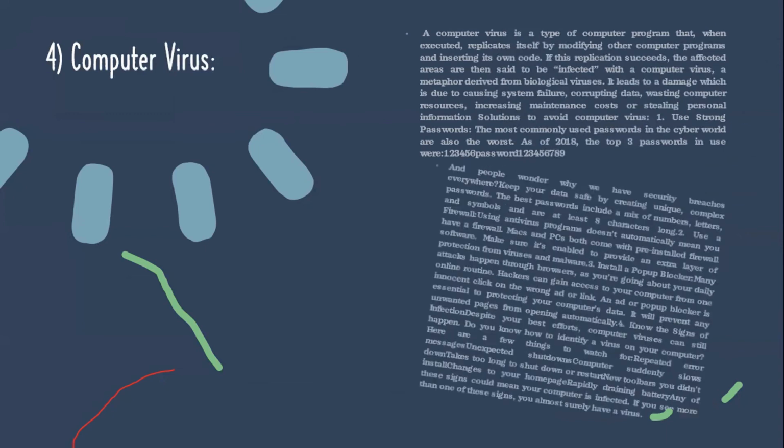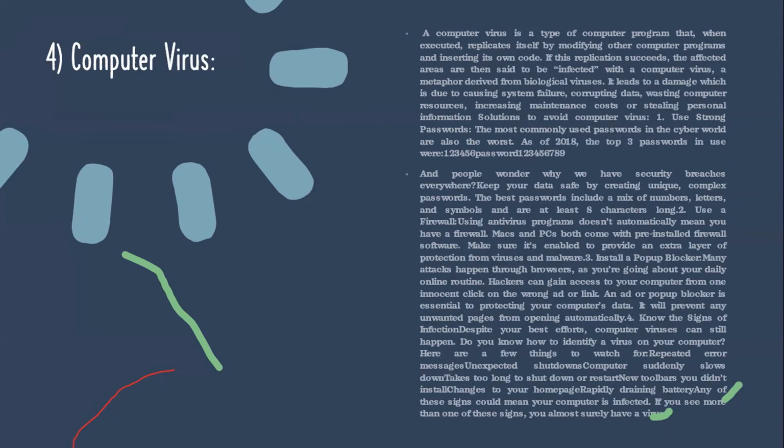Another type of computer crime is a computer virus. A computer virus is a type of computer program that, when executed, replicates itself by modifying other computer programs and inserting its own code. If this replication succeeds, the affected areas are then said to be infected with a computer virus, a metaphor derived from biological viruses.